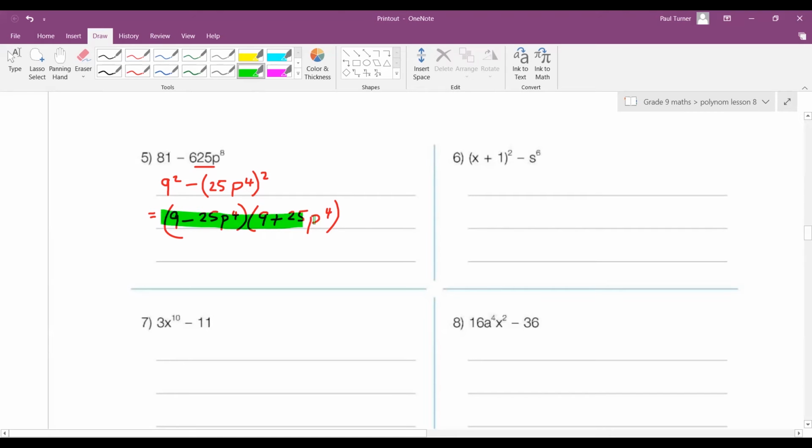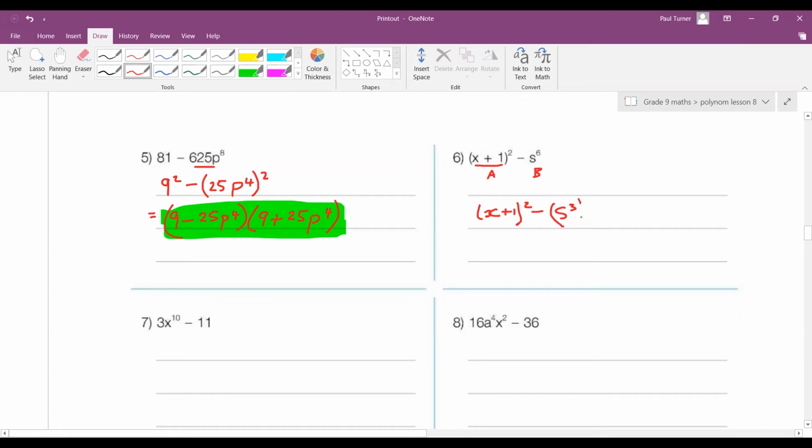Make it green. It's that one there. So this one's the same. Even though it's got a bracket here, we still do it the same way. So this is your A, so A squared minus B squared. So that B needs to be changed. So we'll have x plus 1. So don't expand it. Minus s^3 squared. 2 3s are 6.